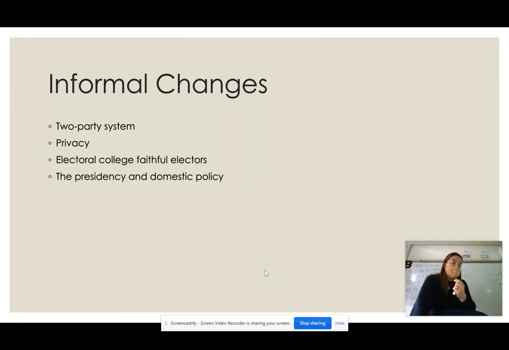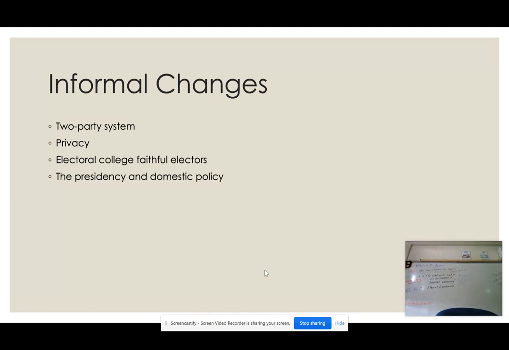Some informal changes to the Constitution. We have a two-party system. What else? We protect people's privacy with the Constitution. What else? We have the Electoral College. That's how we elect our president, the Electoral College system. And then the president and domestic policy. These are just little changes that we've made along the way that are kind of informal.